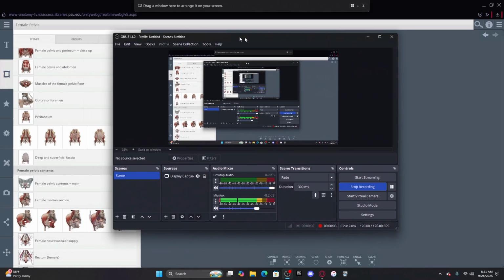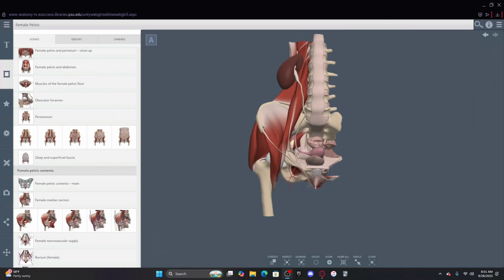All right, welcome guys. Today we'll be looking at the pelvis and perineum. So I'm going to start right with our content sheets.